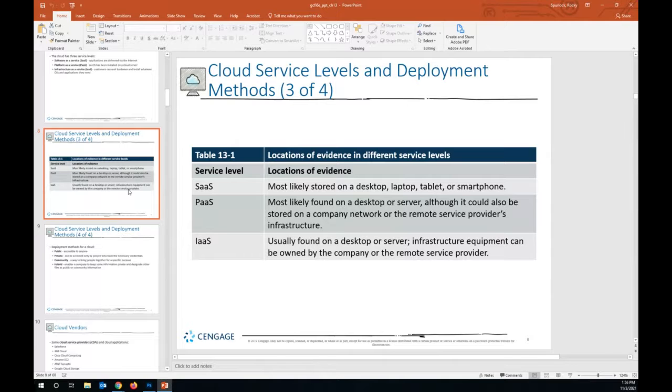And we look at infrastructure as a service. This is usually found on desktops or servers. The infrastructure equipment can be owned by the company or the remote service provider. As we said before, customers rent the hardware and install whatever operating systems and applications they need. So they supply their own operating system, applications, databases, and operations staff, and once again, the cloud providers are responsible for selling and releasing the hardware.